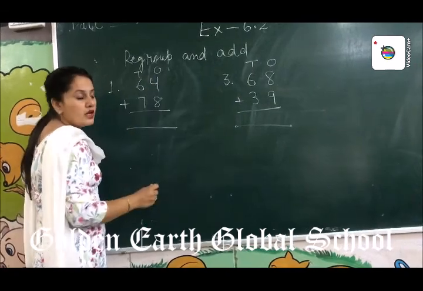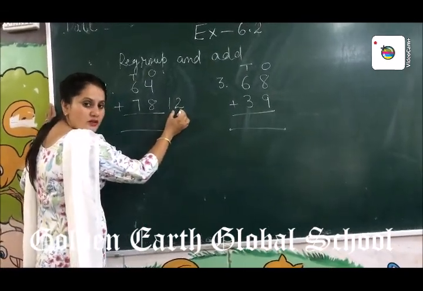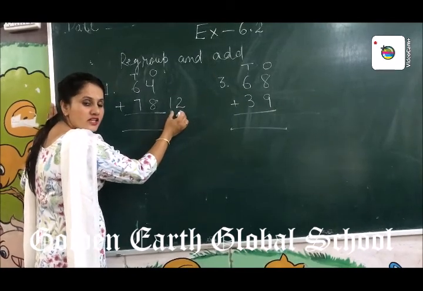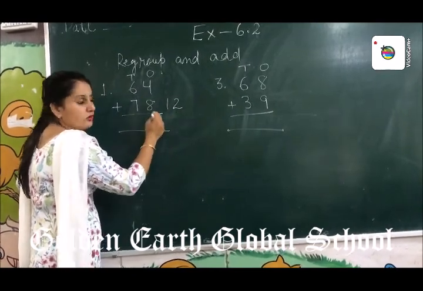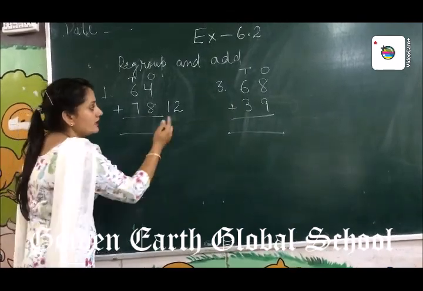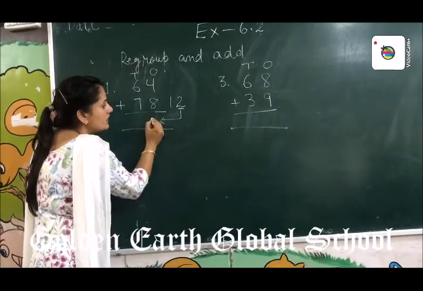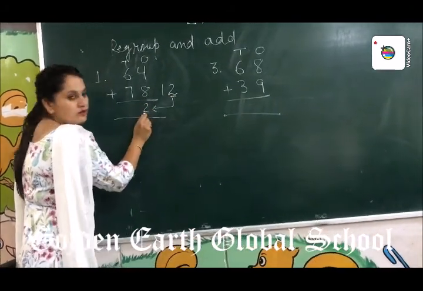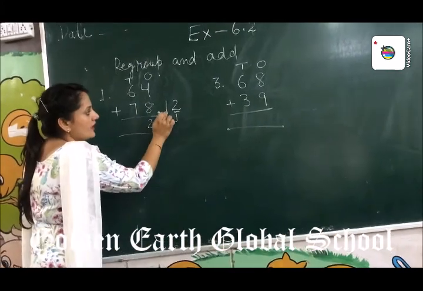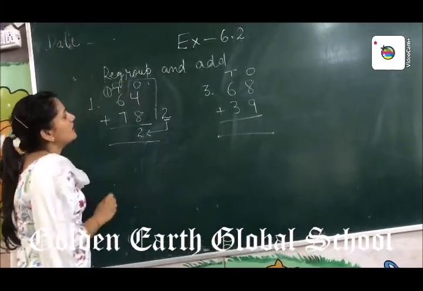8 plus 4. 8 plus 4 is what we get? 12. 12 is your 2-digit number. Then we will take a carry to the next column. So when we get a 2-digit number, what do we do? We carry to the next column. Here we will write this last digit under ones column, and this one will be carry here. The carry has gone here.